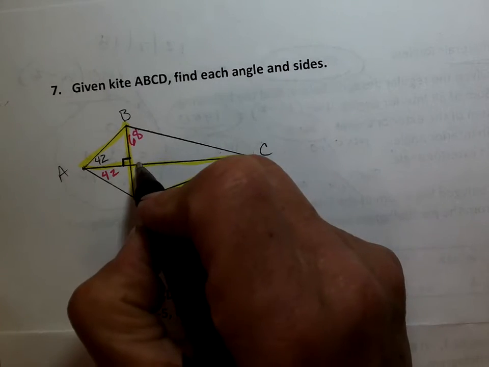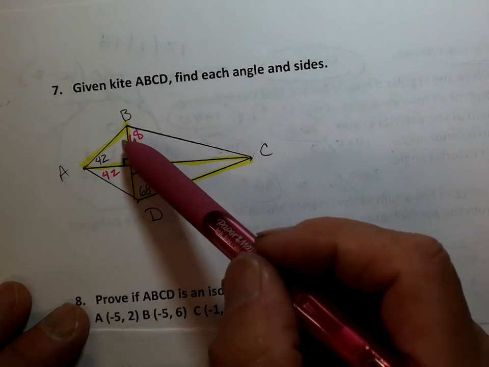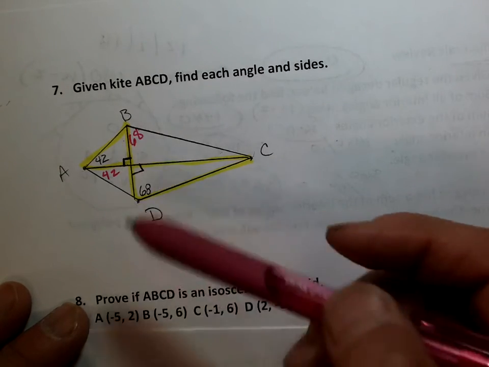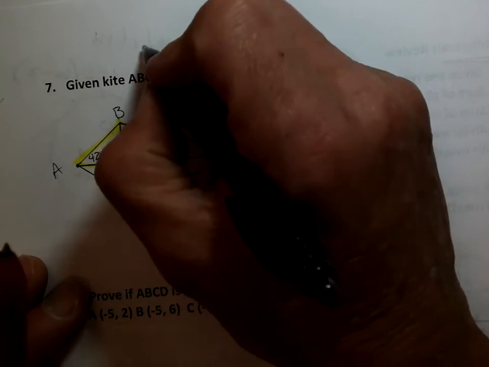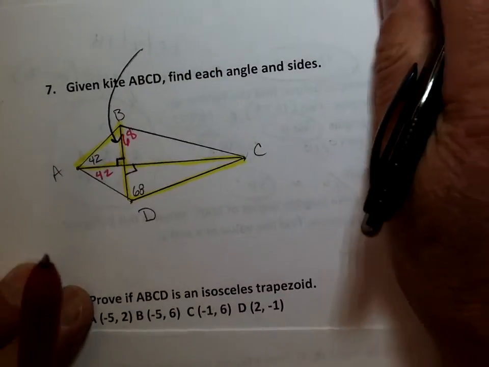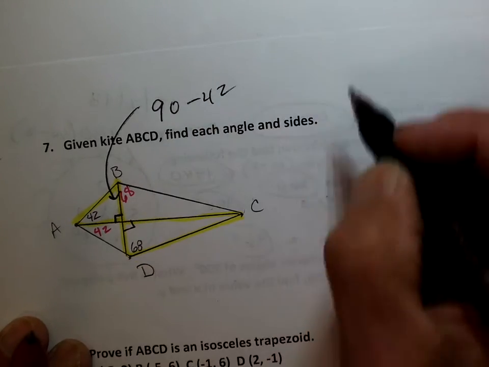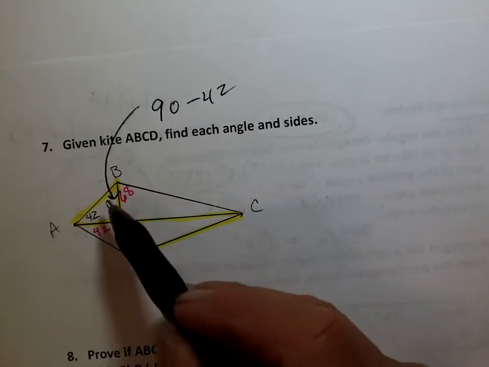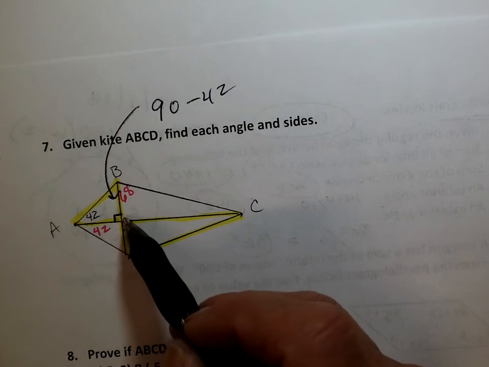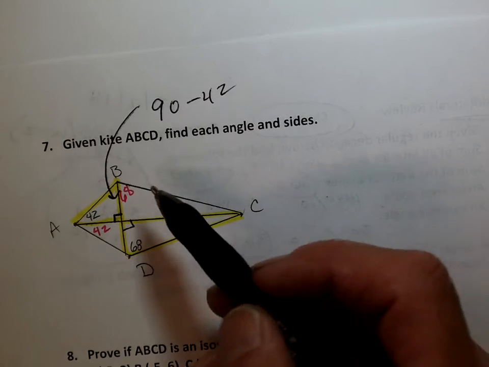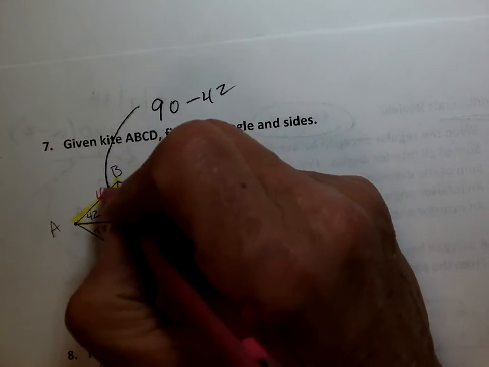So, since the 90 is there, for angle B, I'm just going to go 90 minus 42, which would give me 48. Does that make sense? These two angles have to add up to 90, because in a triangle it's 180, but 90 has already been used up. So these two have to add up to 90, which makes 48. So this angle right here is 48.